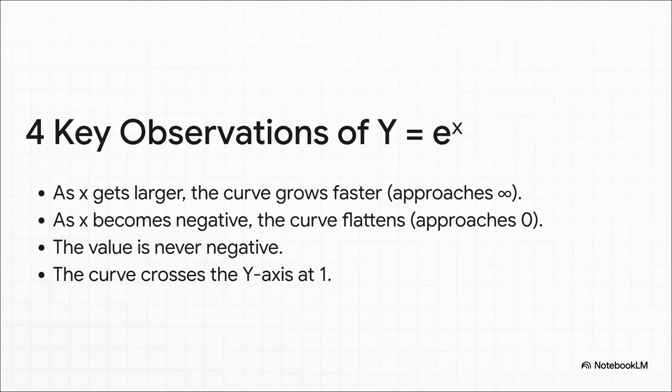There are a few really key things to notice. The curve just keeps getting steeper and steeper, heading towards infinity. But on the other side, it gets closer and closer to zero without ever actually hitting it. It can never be negative. And one more crucial point. It always, always crosses that vertical line at the number 1. Why? Because any number to the power of 0 is 1.